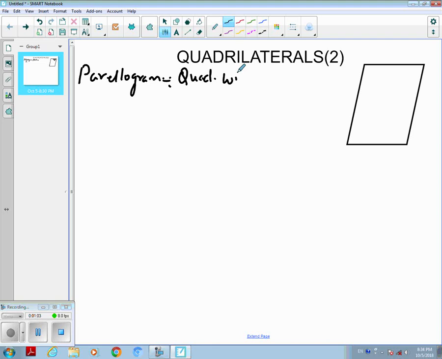Quadrilateral with opposite sides equal and parallel.